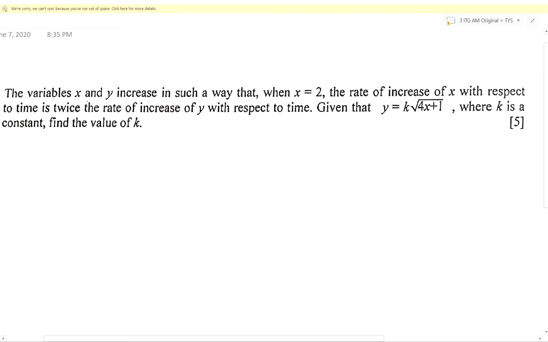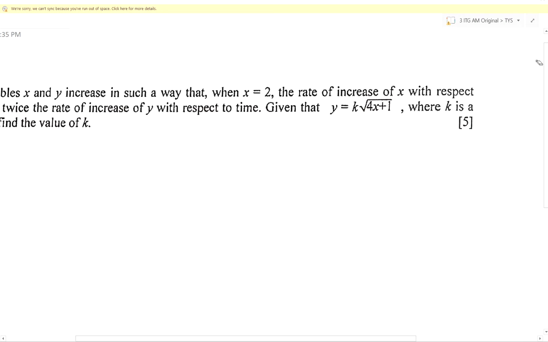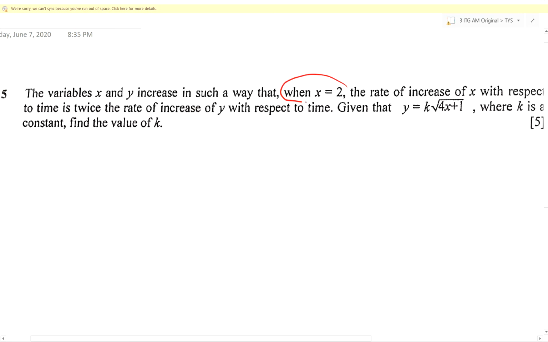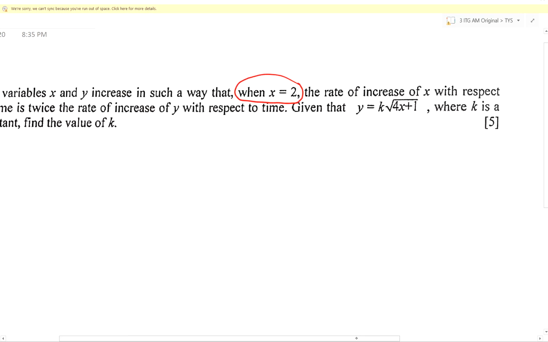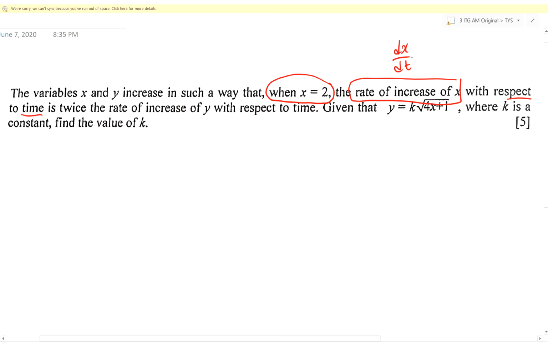Okay, so here we have variables x and y. They increase in such a way that when x equals 2, so these are the keywords, when x equals 2, the rate of increase of x, that means dx over dt, okay, they mention with respect to time, so dx over dt, this is, so the word is, put an equal sign, is twice, so 2 times of something, 2 times the rate of increase of y with respect to time again. So dy over dt.